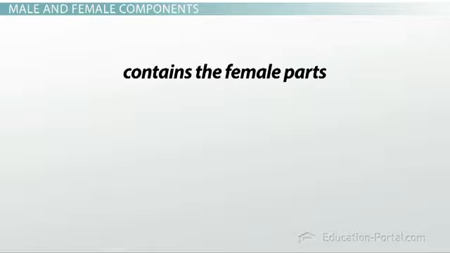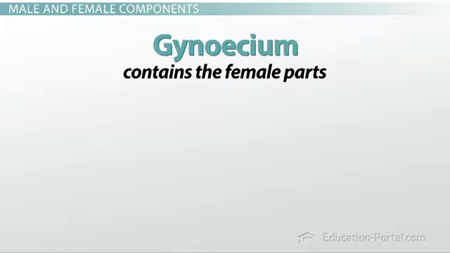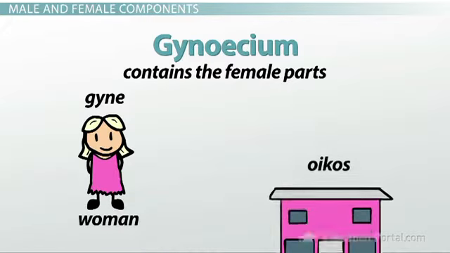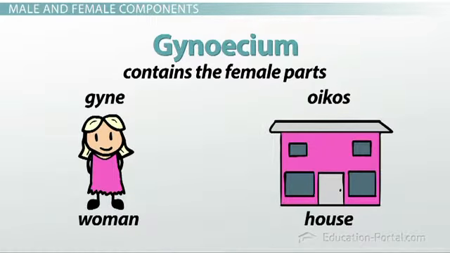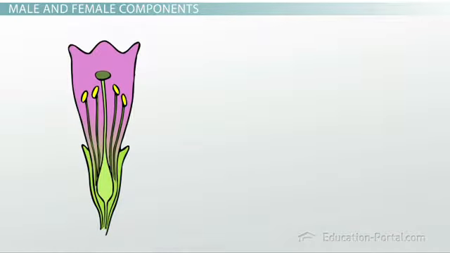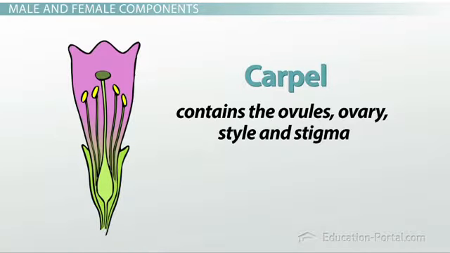The innermost whorl contains the female parts and is called the gynoecium. Again, let's look at the root words. The Greek word gyne means woman, and we already know that oikos means house. So, the word gynoecium means woman house. There are several female parts in the flower, so let's look at these more closely. The female part that is easiest to see in the flower is the carpel. The carpel contains the ovules, ovary, style, and stigma.